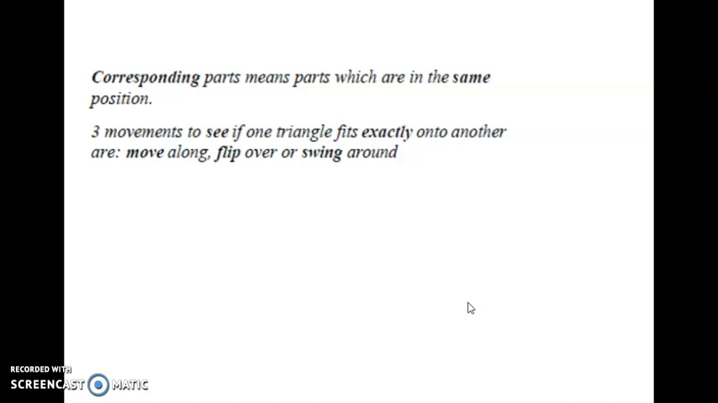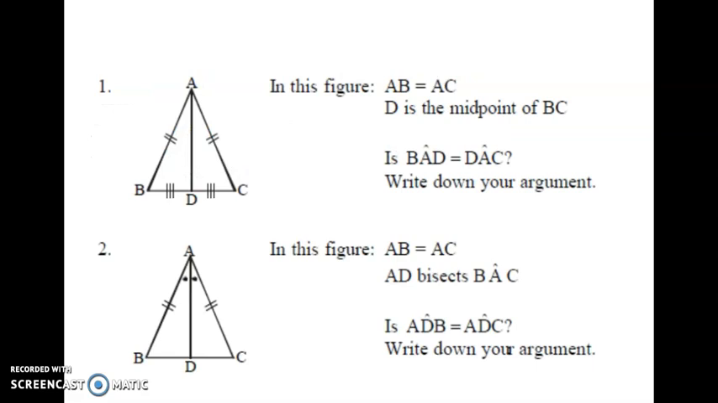There are 3 movements to see if one triangle fits exactly onto another. We can slide it along, we can flip it over, or we can swing it around, meaning rotating. So, translate, flip, or rotate. Those are the 3 terms that we will be using. Let's look at a few examples.